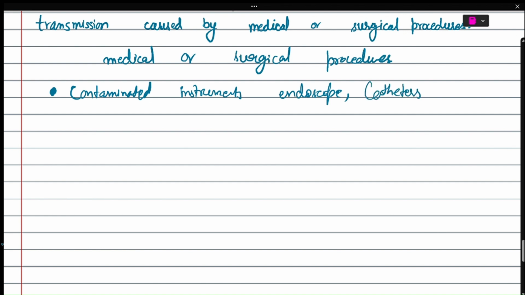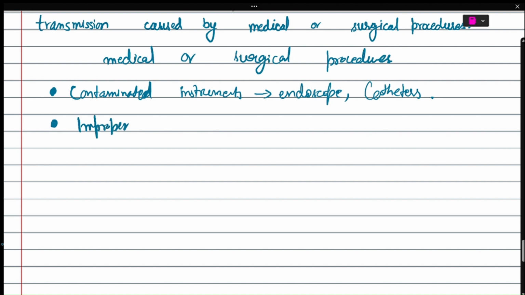Then we have catheters or other instruments which are contaminated. Since they are contaminated, they might carry some pathogens, and those pathogens can be transmitted from one person to another.